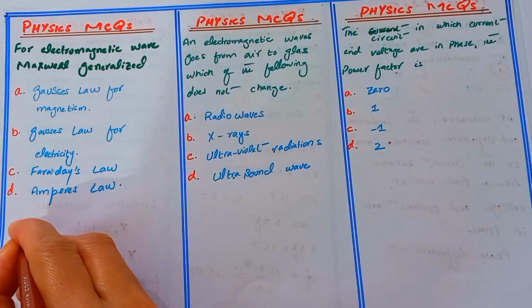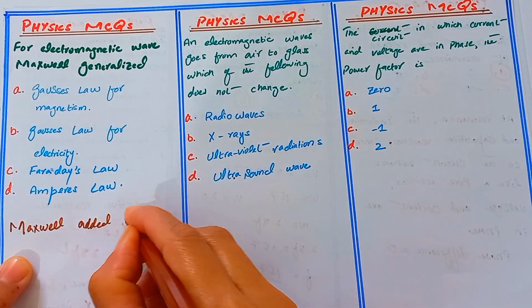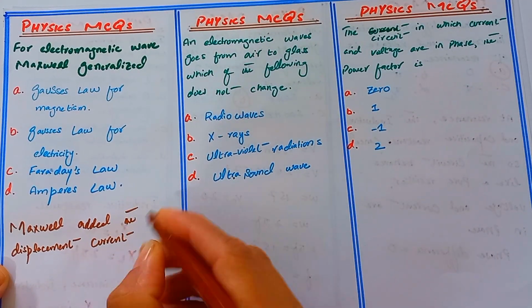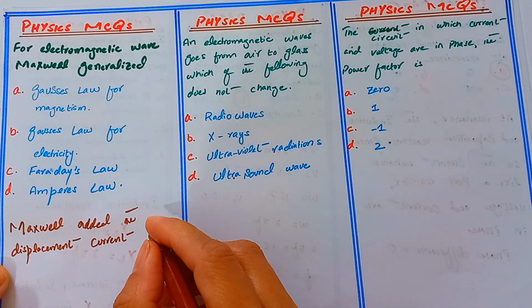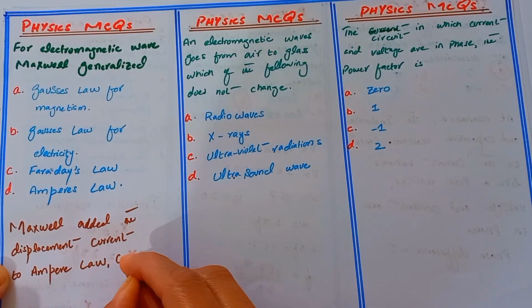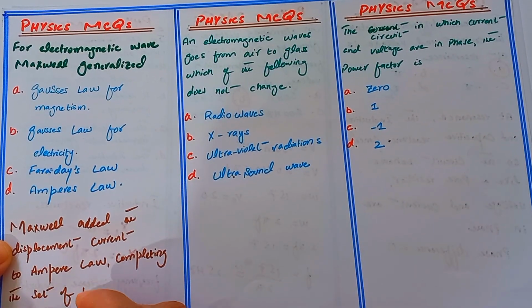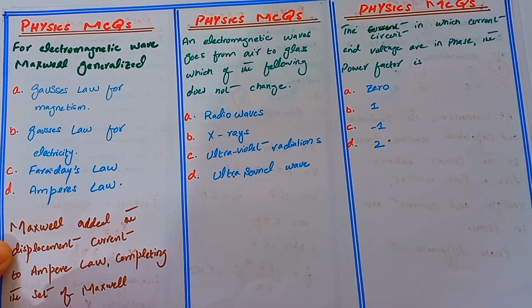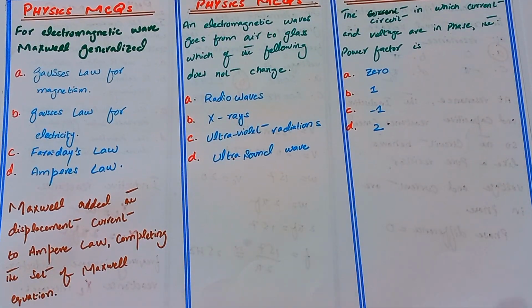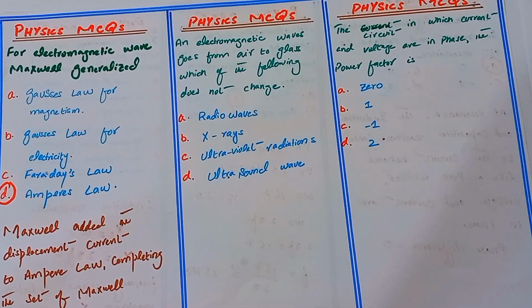So Maxwell added the displacement current to Ampere's law, completing the set of Maxwell equations. So here option D is correct, that is, changing in the Ampere law.